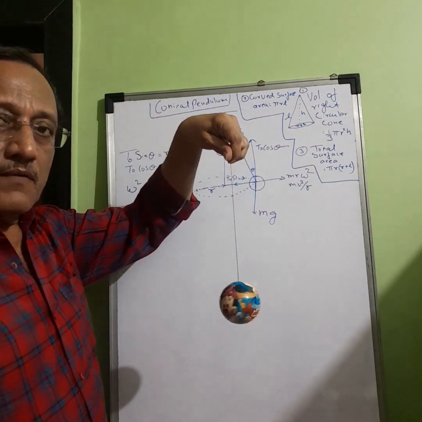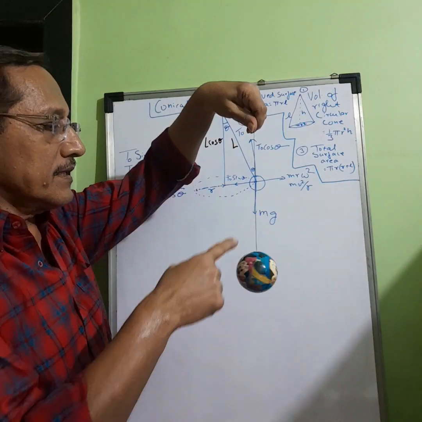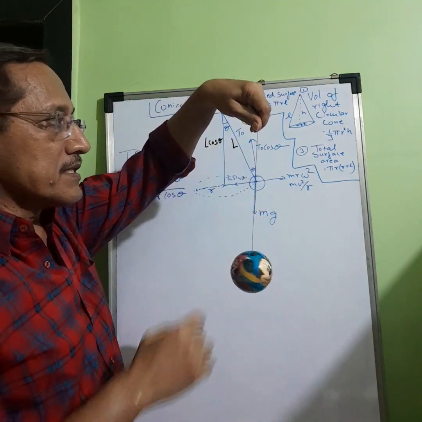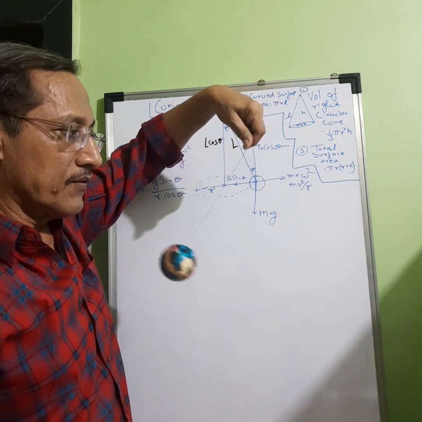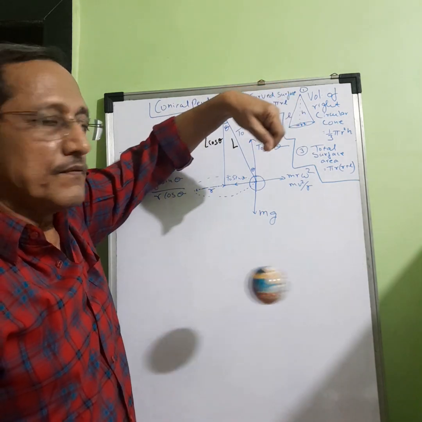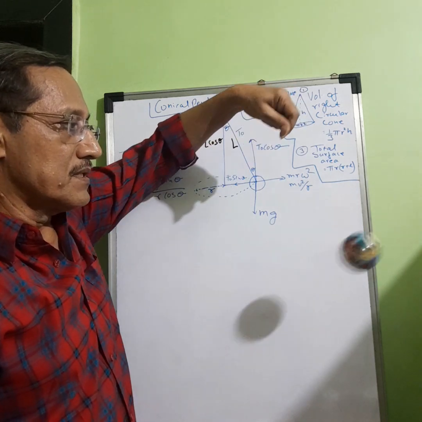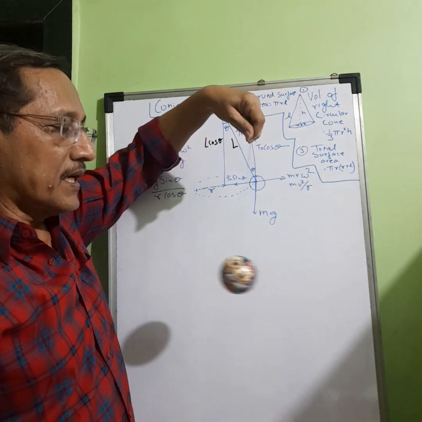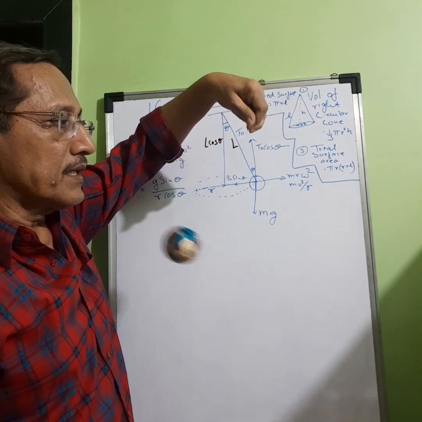Hi guys, we are going to talk about conical pendulum. Now think of this as the bob and this as a pendulum. This is moving in simple harmonic motion, regarding which I have made a few videos earlier. So this is SHM, simple harmonic motion. But if it is rotating like this, we call it a conical pendulum.